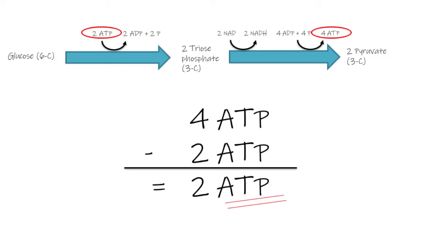The breakdown of a glucose molecule into two molecules of triose phosphate consumes two molecules of ATP. The oxidation of the two molecules of triose phosphate forms four molecules of ATP. Therefore, glycolysis produces a net amount of two molecules of ATP.